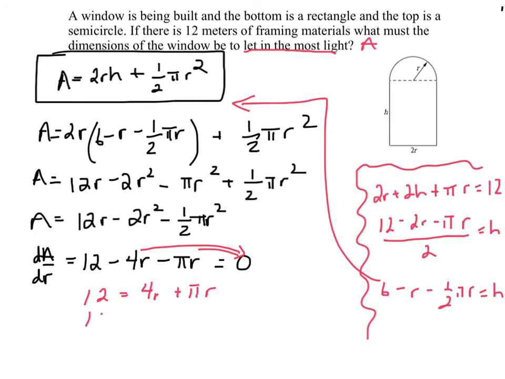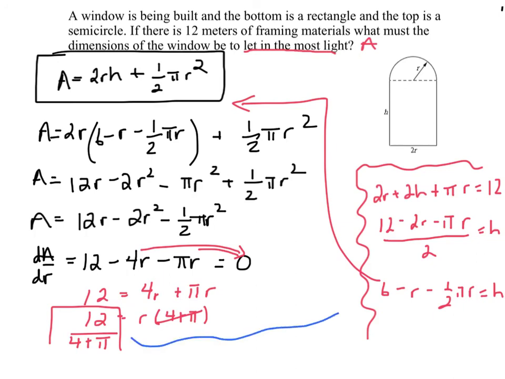If I factor an r out, got that, so I could just divide like that. r is equal to 12 over 4 plus pi. Okay, and that's the radius. So to get the height, all I'd have to do is plug that back in here and solve.